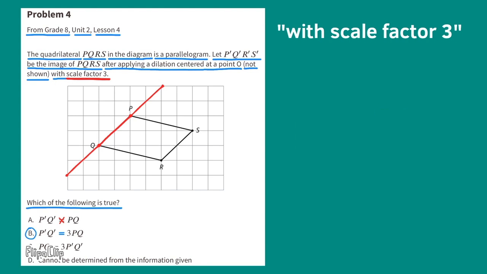C. Line segment PQ equals 3 times line segment P prime Q prime. That is false. And finally, D. Cannot be determined from the information given. That's also false. They gave us enough information to determine if the statements are true. The only true statement is B.